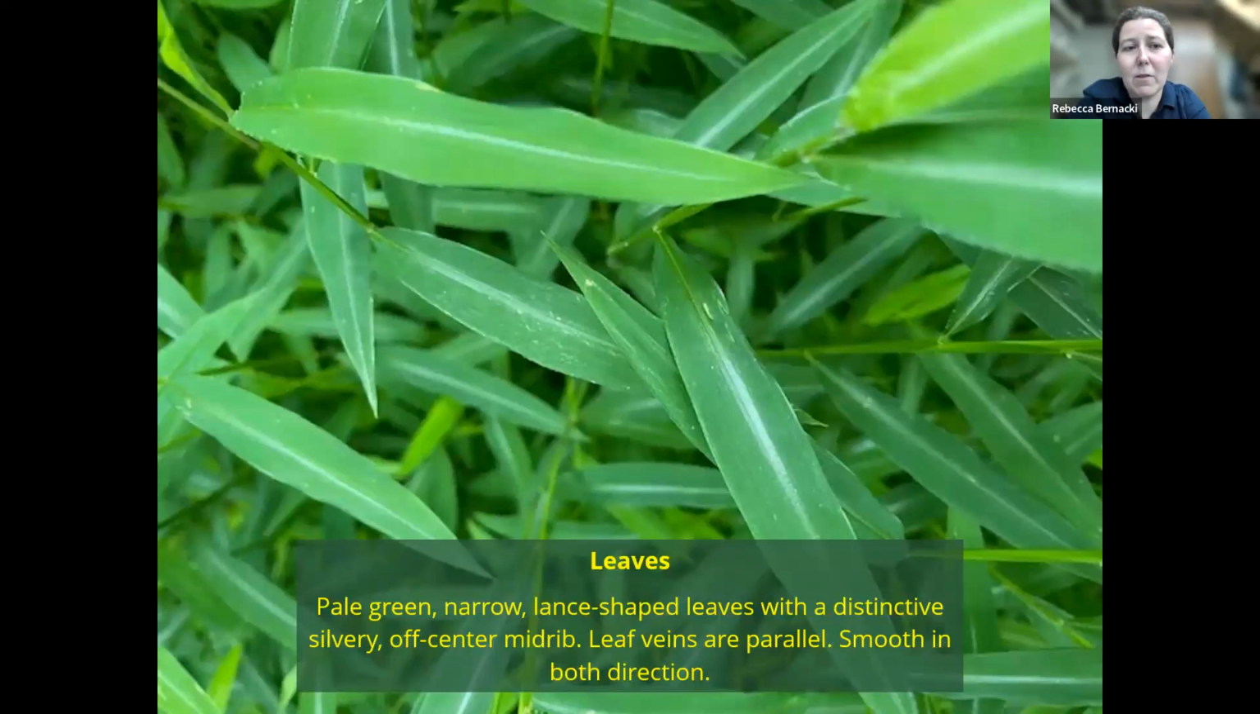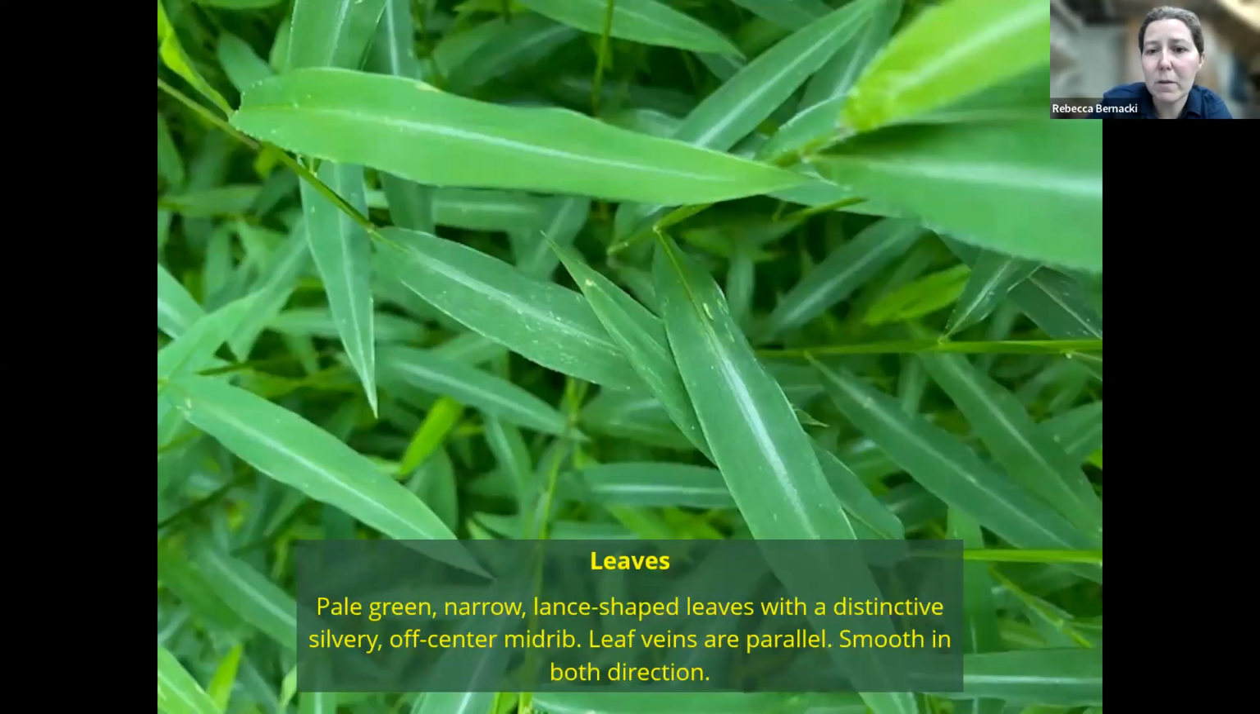How do I know that this is Japanese stiltgrass? And I agree with you. Grasses are really, really hard to identify, but this one actually has a great diagnostic trait. And that diagnostic trait is going to be that silvery, slightly off-center midrib that we see on this plant. It's diagnostic to this plant. So the leaves are pale green, narrow and lance-shaped, and they have that diagnostic silvery off-center midrib.